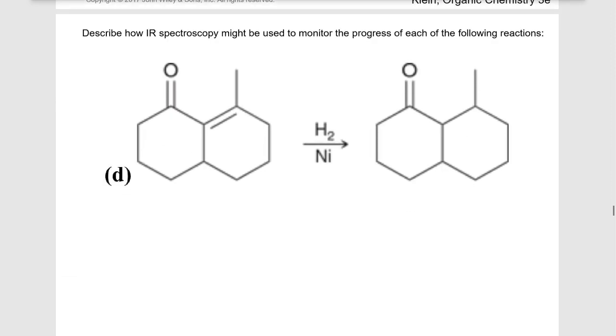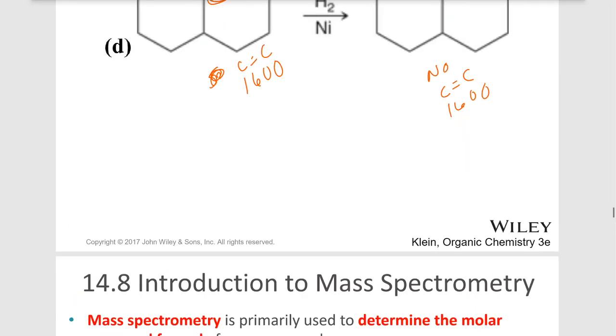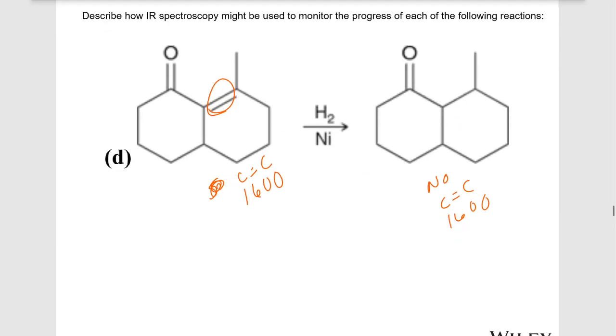Alright, now here's a different reaction. We're just reducing this double bond here. We didn't have any hydrogens on that double bond, so we had no peak at 3100, but it's asymmetrically substituted, so we would have a carbon-carbon double bond peak at 1600. That's going to go away, so we're going to lose that carbon-carbon double bond peak at 1600 going from left to right. Okay, so that concludes our discussion of IR for Klein organic chemistry.